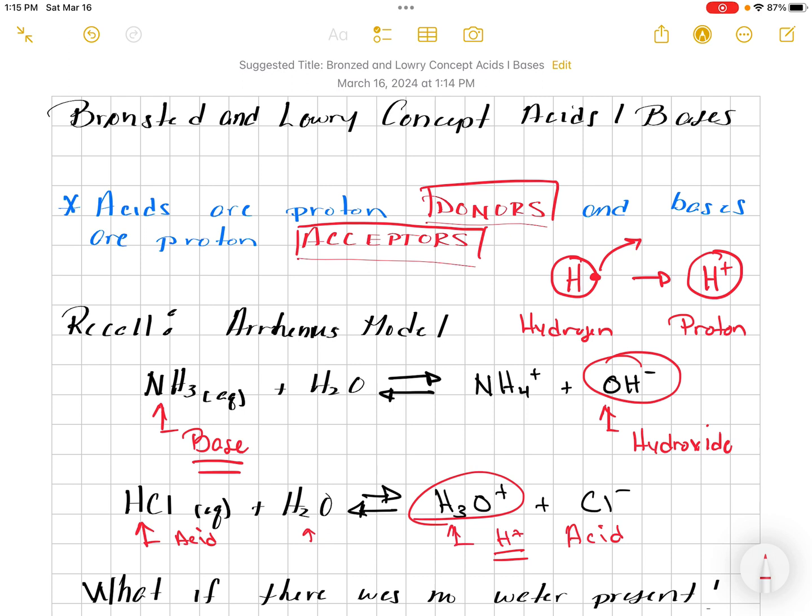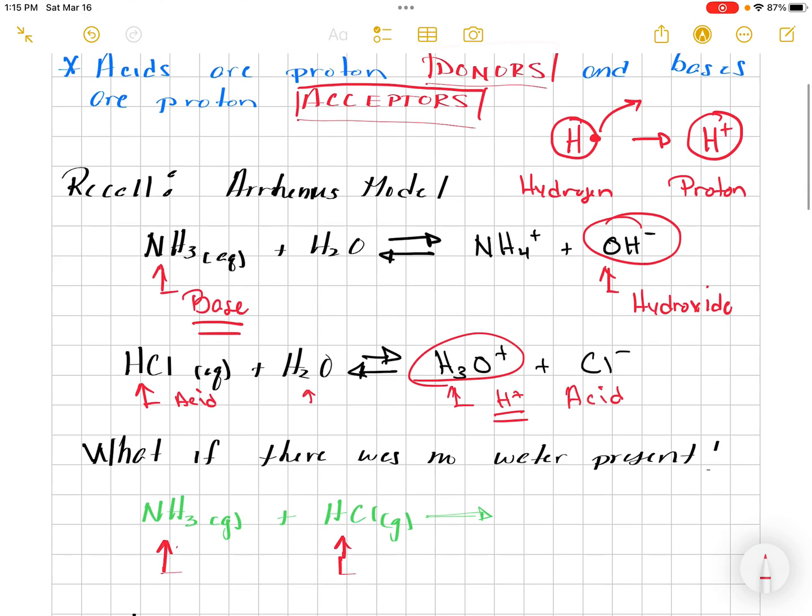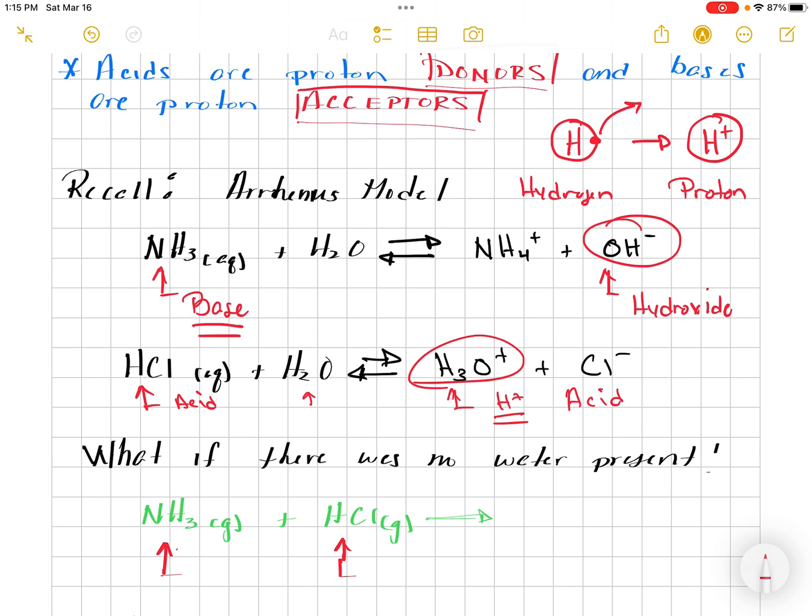Now, what if there's no water present? What if these compounds are reacting without water? Does that still constitute an acid-base reaction? That's what we're going to look at today. The Arrhenius model is very narrow in that it looks at specific compounds reacting with water and looking for the release of hydrogen and hydroxide ions.